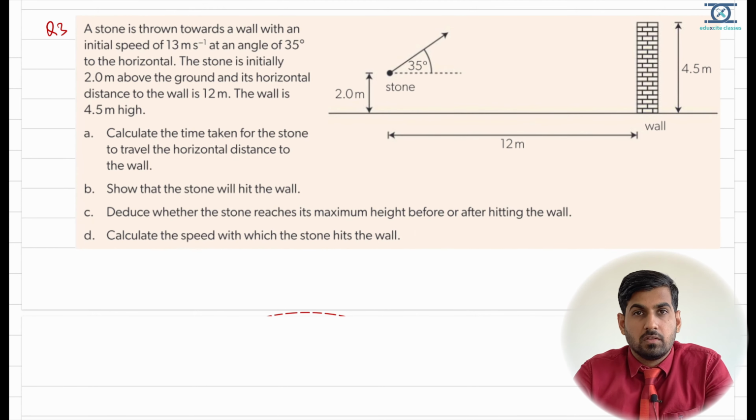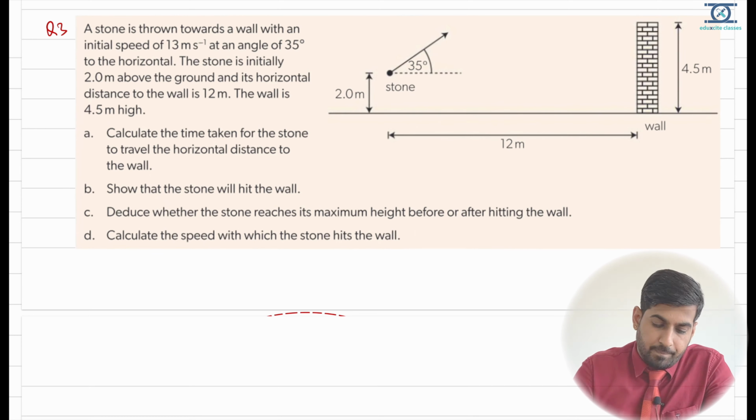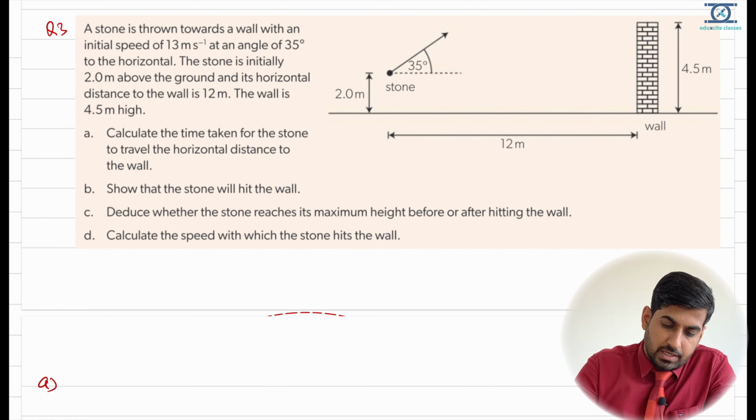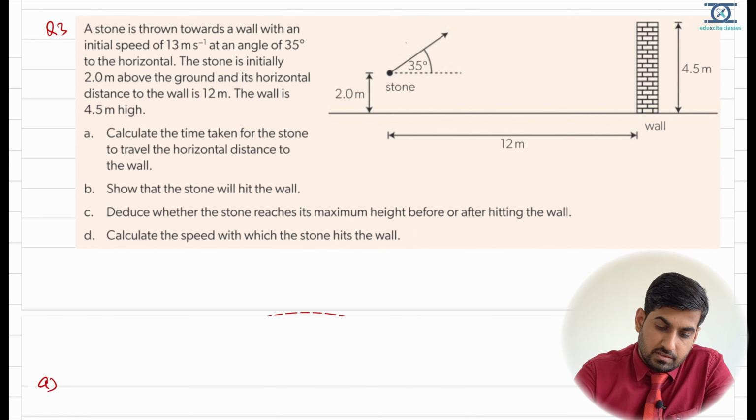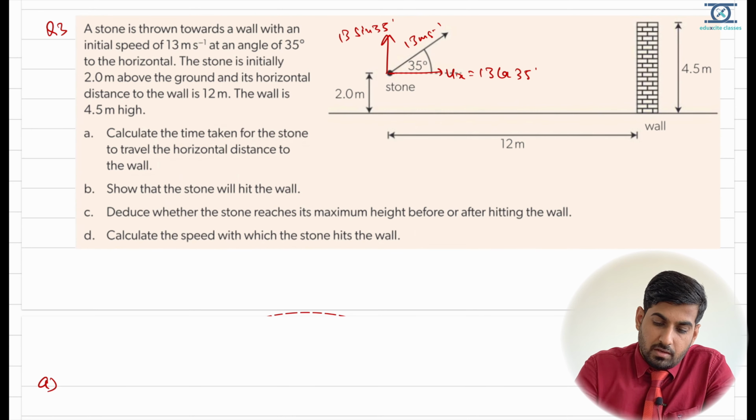Okay. Now solve question 3. Okay. Now for the A part, again first and foremost, this is 13 meter per second, right? So you can say ux will be 13 cos 35, and this will be 13 sine 35. Okay. Now calculate the time taken for the stone to travel the horizontal distance to the wall. Now this is the horizontal distance, 12 meter. It is 12 meter away from where the stone has been thrown.